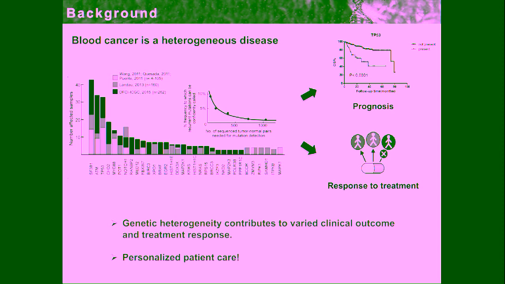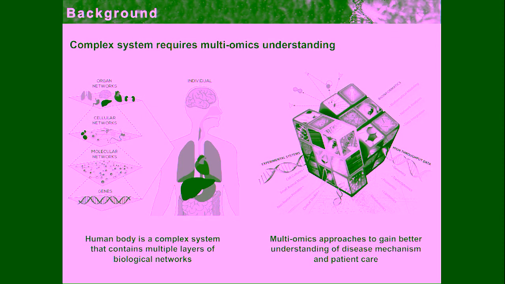So as some of you may know, cancers are very heterogeneous. That means different patients may have different genetic backgrounds. This heterogeneity can lead to very different clinical outcomes and treatment responses. That's why personalized patient care is in urgent need in cancer treatment. But personalized medicine is usually easier said than done. That's because the human body is an extremely complex system. So a promising way to study personalized medicine is to use multi-omics approaches to study the mechanisms of diseases from different layers of the human body.